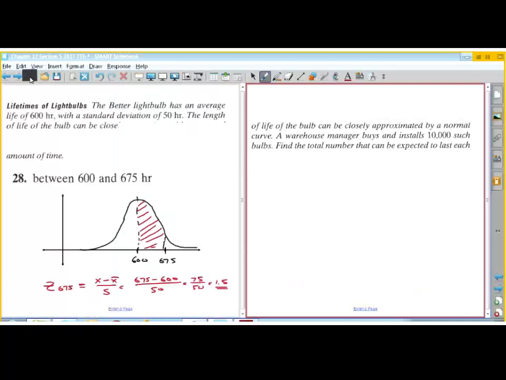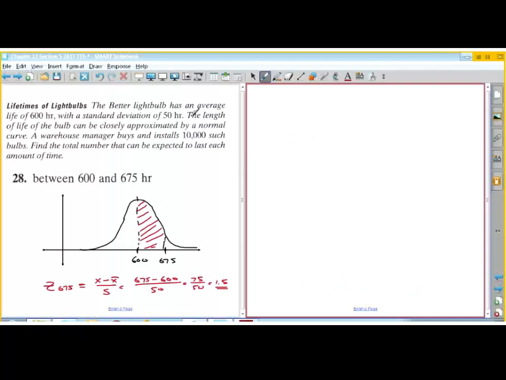Then we go to our table, and we look for a z-score of 1.5. So Taylor, what is the area on this sheet of paper for a z-score of 1.5? Yep, good. Okay, so the area associated with the z of 1.5 is 0.433.